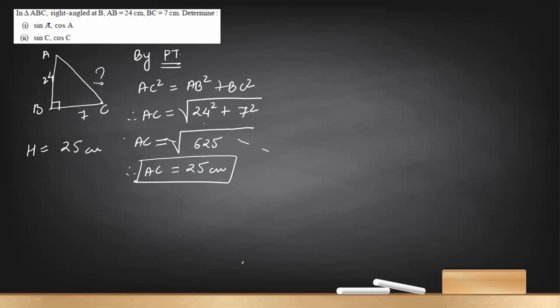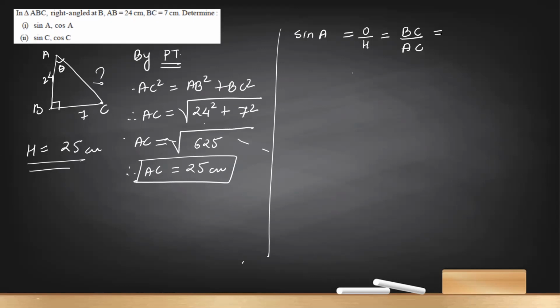Right, now see, angles are changing. Your sine A, cos A, and so on, the angles are changing. So according to the angle, your opposite and adjacent sides will also change. Now for the first one, what do we have? We have sine A. If it is sine A, that means this is your theta. Now, according to this theta, my opposite is BC. So sine A is always opposite upon hypotenuse. So this will be BC upon AC. What is BC? BC is 7. AC is 25.